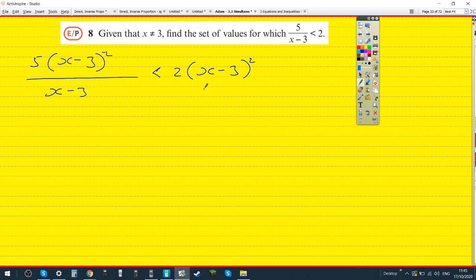And then, because x minus 3 squared cancels out, it would just be 5 open brackets x minus 3. Very good, that'd be right. It's less than 2 open brackets x minus 3 squared. And then you'd work it out there, multiply out the brackets. So it'd be 5x minus 15 is less than 2 times x minus 6 in brackets.